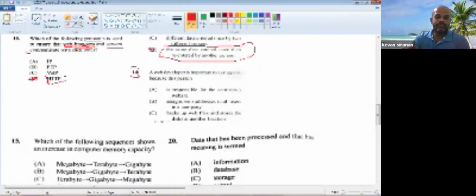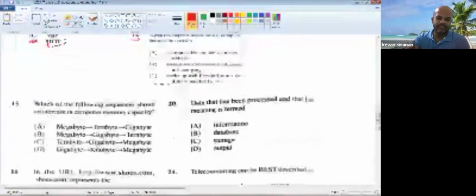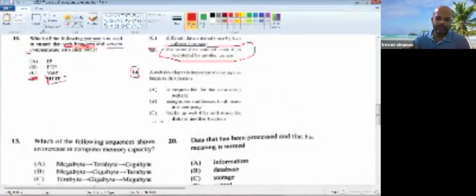Question 14, a web developer is important to a company because this person is, well, somehow option D is missing, so let's forget about that. A, is responsible for the company's website. B, assign website addresses to all users in a company, not necessarily. And C, backup web files and stores the data at another location. No. A web developer is a person responsible for the company's website.